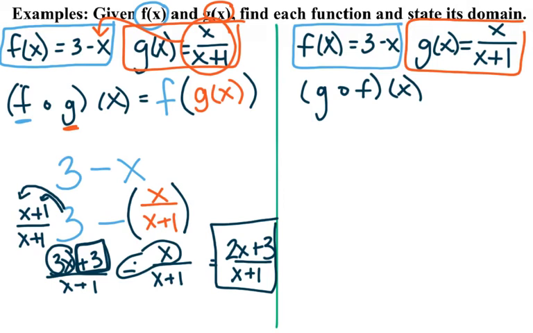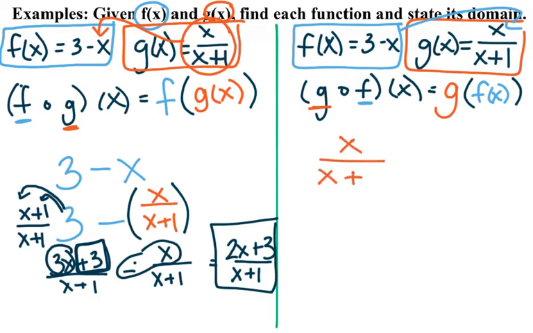Okay, I'm going to do this one. It's just the opposite. G is my first function, so G goes on the outside. F is my second function, so it goes on the inside. So literally what I'm doing is I'm taking the F equation and I'm plugging it into G. Alright, so I'm going to write the G equation so you see this one. This one's a little bit trickier. Here's my G equation. Everywhere I see an X, I'm going to replace it with 3 minus X.